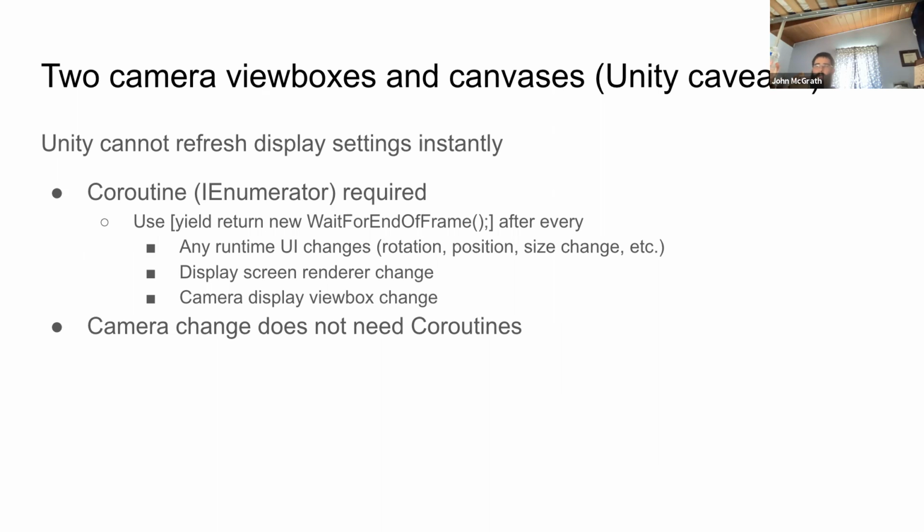Camera rotation does not need coroutines, since the rotation updates within one frame. To be on the safe side, using a coroutine for camera view box change would be a good idea since we need to adjust the user interface aplenty. I'll show you each aspect of the dynamic aspect ratio with some code samples to understand the inner workings.